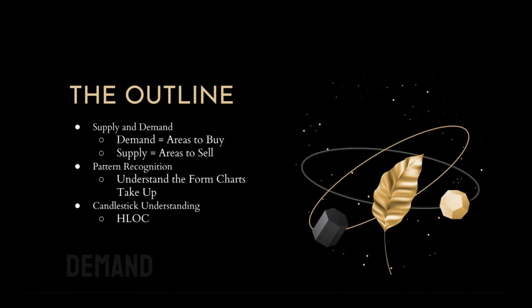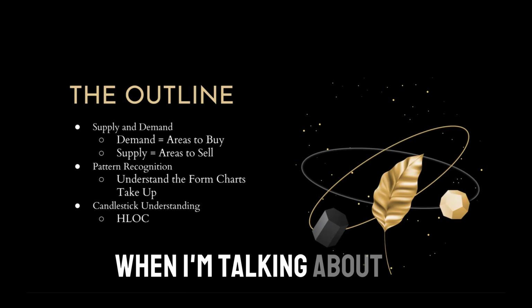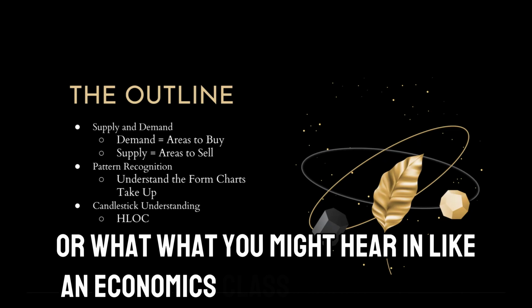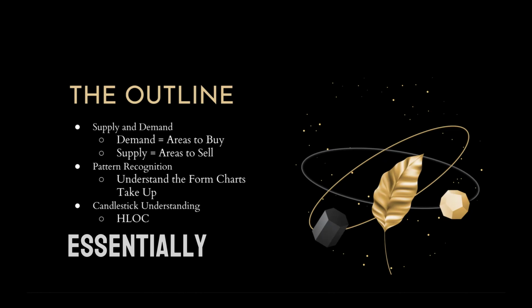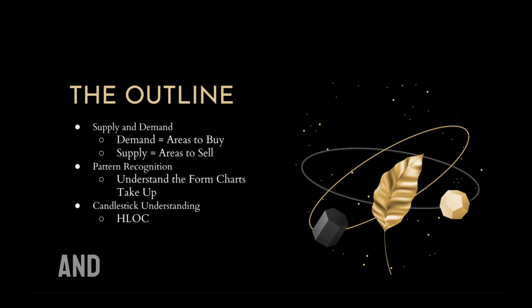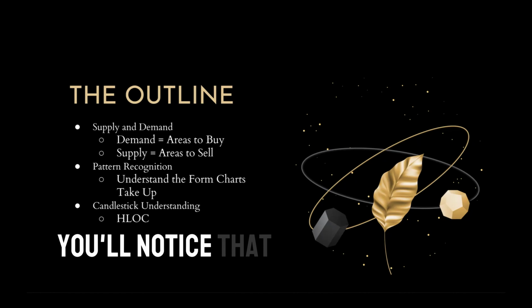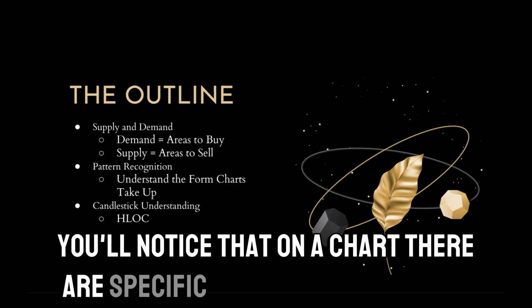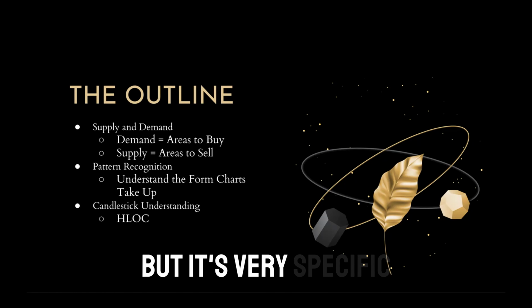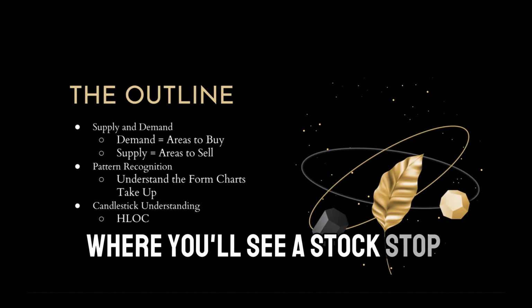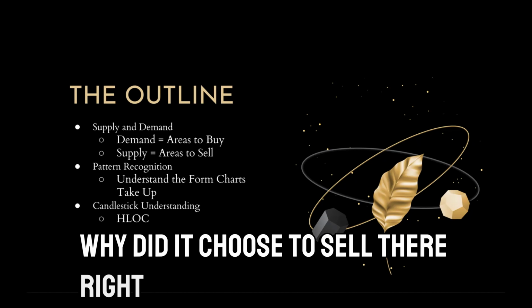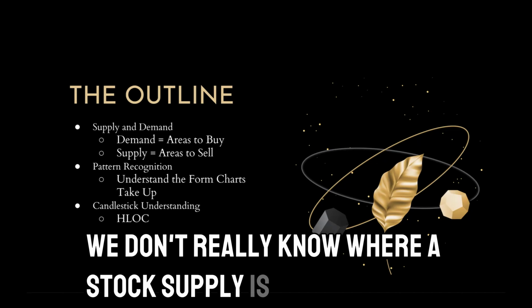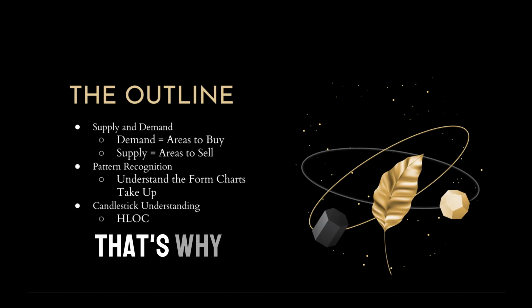What I mean by supply and demand is not usually what you might hear in an economics class. When it comes to the charts, demand is just areas where you buy, and supply is areas where you sell. You'll notice on a chart that it's very specific where you'll see a stock stop going up at a certain point, and you'll wonder why it chose to sell there. We don't really know where a stock's supply is after it breaks all-time high. That's why we move towards patterns after that, and then candlestick understanding.